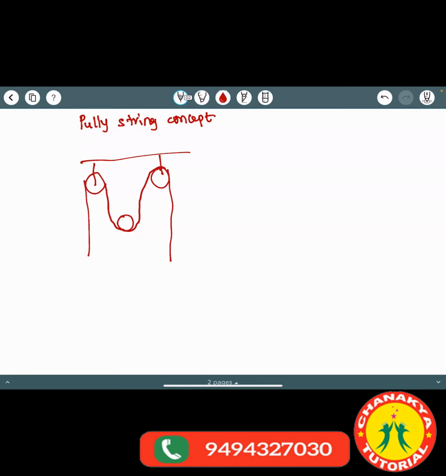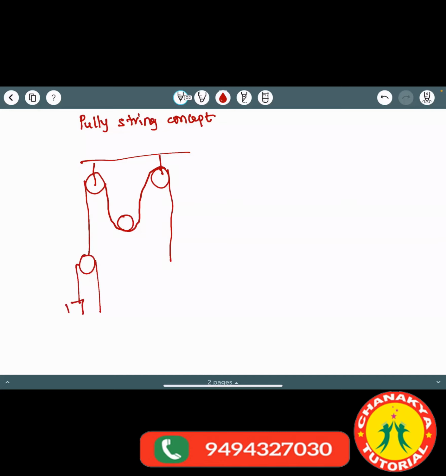Okay. Now we'll see some pulley questions. Pulley string concept. Sometimes what happens is they will give something like this. Let's say I'll give you 2 pulleys and there is one more pulley here. There is a string going like this, and like this. Let them give any number of pulleys they want.